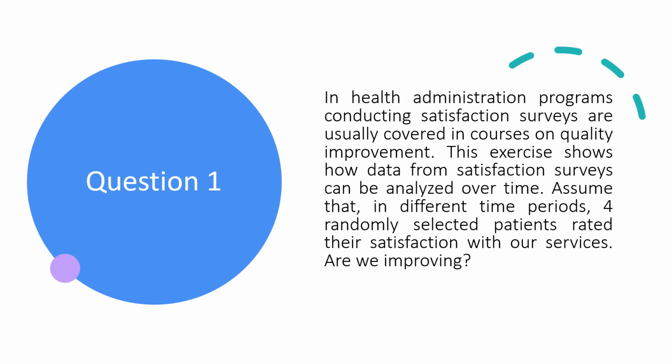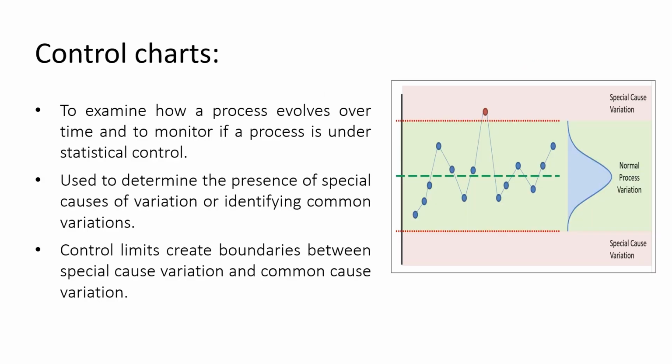I will be focusing on question number 1 that reads: in health administration programs, conducting satisfaction surveys are usually covered in courses on quality improvement. This exercise shows how data from satisfaction surveys can be analyzed over time. Assume that in different time periods, 4 randomly selected patients rated their satisfaction with our services. Are we improving? In order to solve this problem, we need to create control charts.